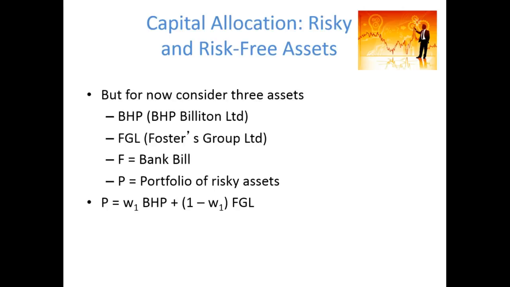And we're going to call P the portfolio of risky assets, which is the combination of BHP and Foster's Group. For now, we're going to take the weighting of BHP and Foster's Group in this portfolio as a given. That's the security selection decision, where we decide how to weight those assets, and we leave that for future learning objectives. What we're saying for now is we're going to imagine W1 is the weight in BHP shares. Hence, 1 minus W1 is the weight of our risky portfolio in Foster's Group.